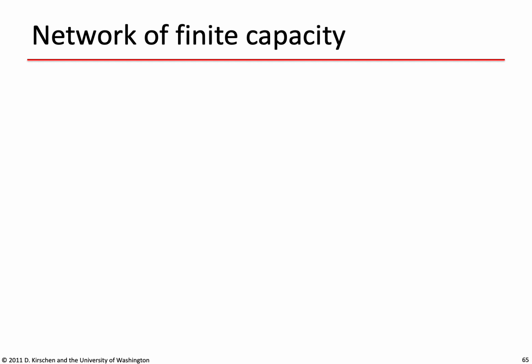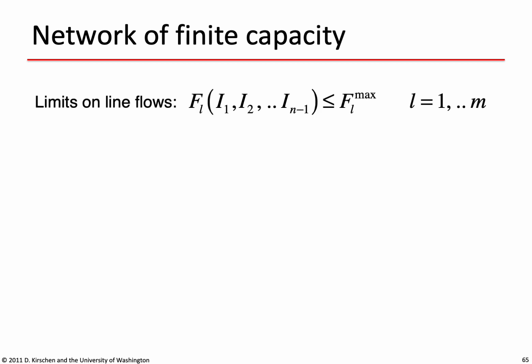Let's move on to the case where our network has only a finite transmission capacity. That means that we're going to have some limits on what the line can carry. So for example, for line L, which is one of m lines in the system, the flow on line L is a function of the injections at all buses except the slack bus, and it should be less than or equal to the maximum flow on that line.